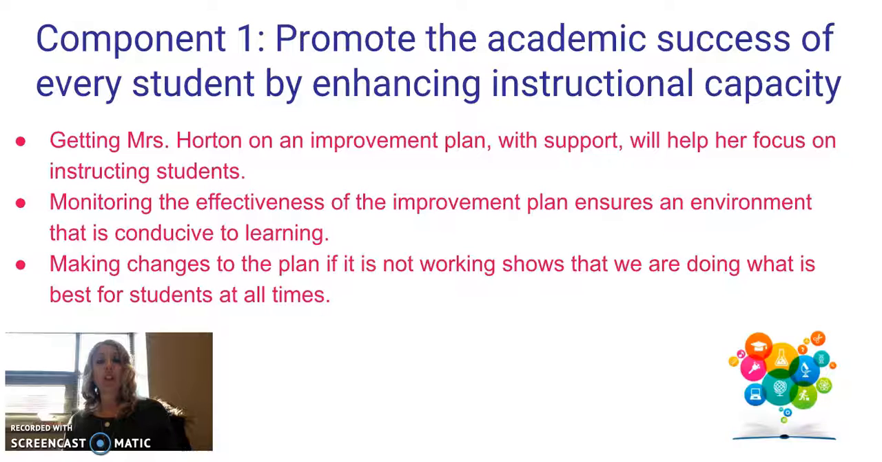Reflecting on standard 2, as far as the instructional capacity goes, I think getting Mrs. Horton on an improvement plan with support will help her focus on instructing the students, which they will benefit from. And then monitoring the effectiveness of that plan will ensure that an environment is conducive to learning. And making changes along the way. If it's not working, when you're progress monitoring, it shows that we're always going to do what's best for students at all times, because ultimately that's the bottom line.